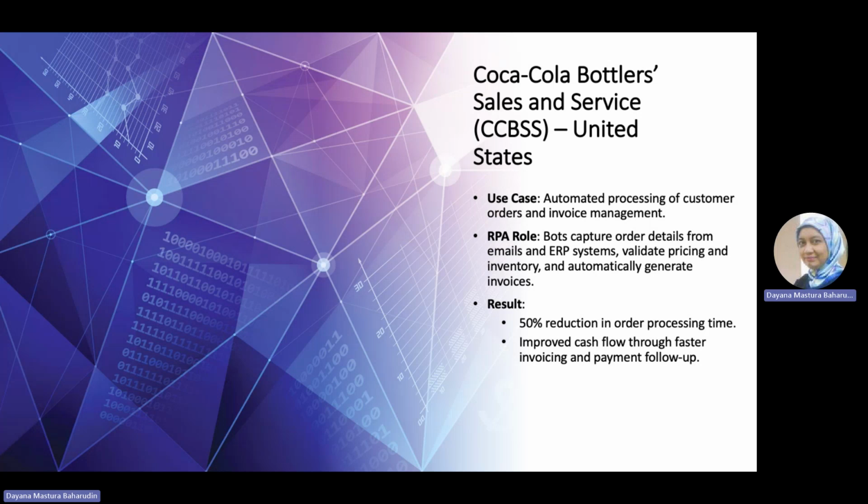Okay, here we have Coca-Cola and RPA role. Bots capture order details from emails and ERP systems, validate pricing and inventory, and automatically generate invoices. So the result is 50% reduction in order processing time, improved cash flow through faster invoicing and payment follow-up.